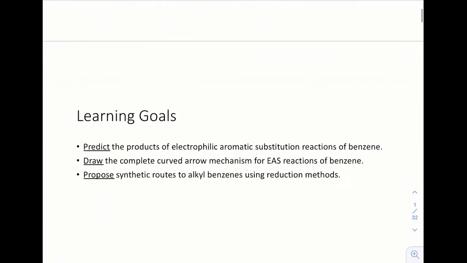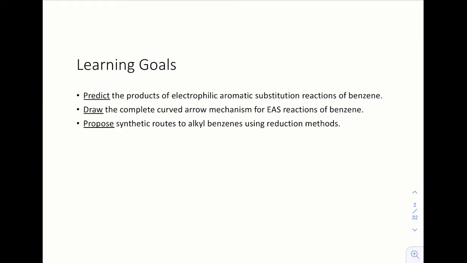why it happens. The learning goals for this video are to be able to predict the products of electrophilic aromatic substitution reactions of benzene, draw the complete curved arrow mechanisms for these reactions, and propose synthetic routes to alkyl benzenes using reduction methods. So alkyl benzenes, substituted benzenes, some alkyl group.